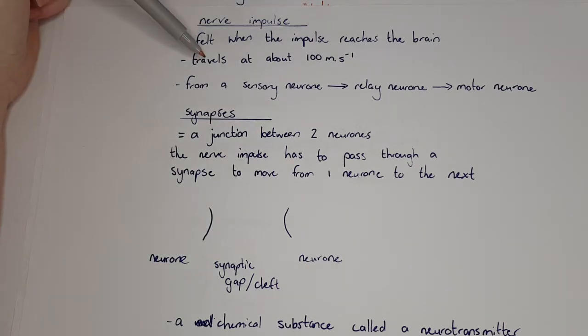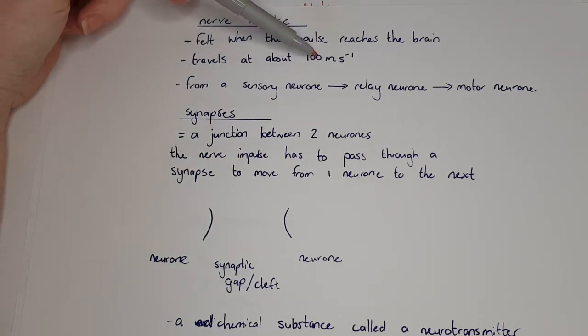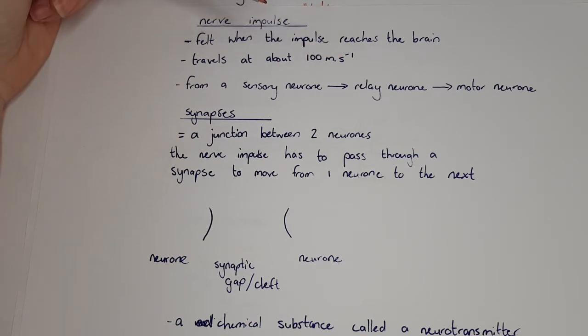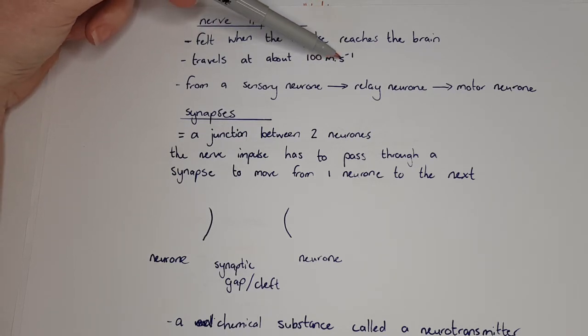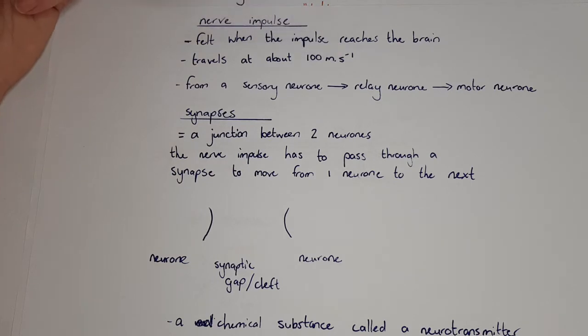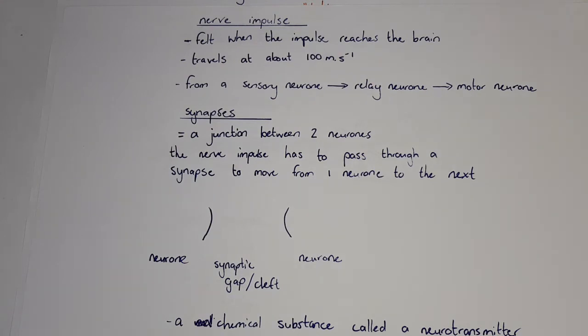Now that impulse will travel at 100 meters per second, so you would feel that impulse within milliseconds. Because if it's going 100 meters every second, and it only needs to travel about a meter from the tip of your finger to your brain, you're going to get there very fast. So you don't even realize the tiny time lapse by the time you feel pain, and that's why it feels instant. If you prick yourself or cut yourself, you instantly feel that pain.